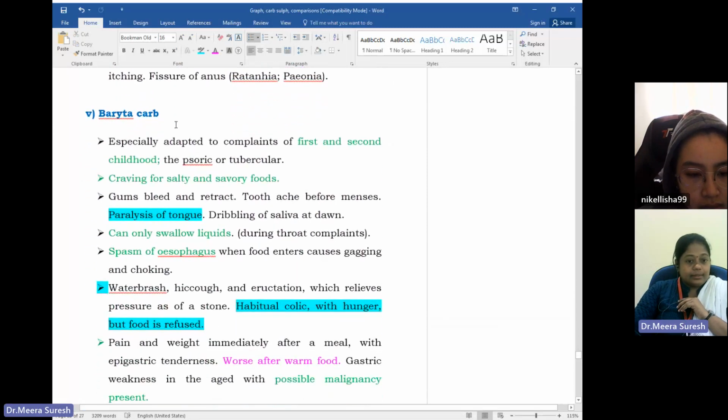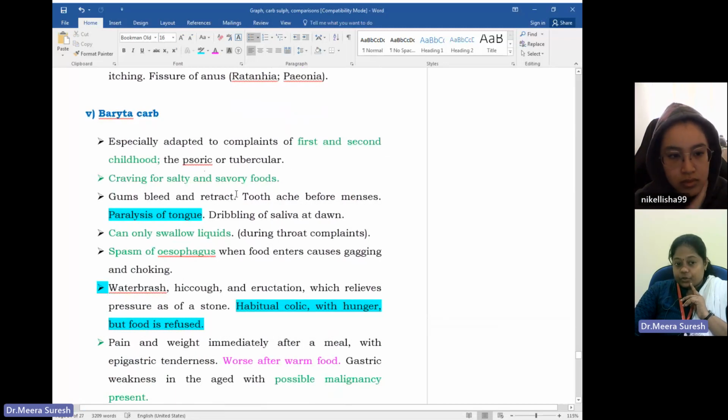Then Baryta carb. In case of GIT, it is usually related to malignant conditions. Whenever there is a malignant condition, think of first and second childhood, craving for salty food, paralysis of tongue, and can swallow liquids because it's a cure symptom. That's why I put it.